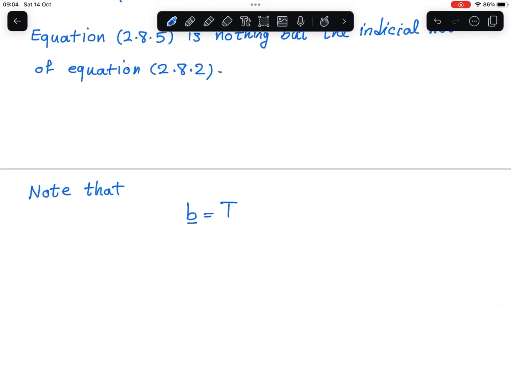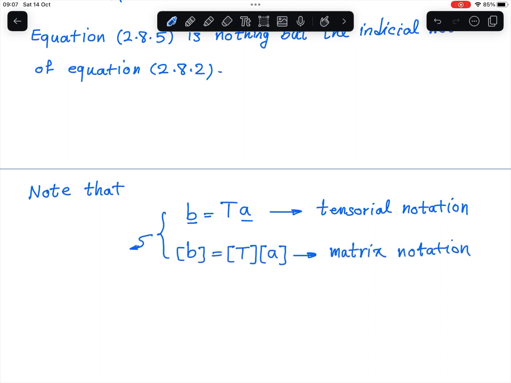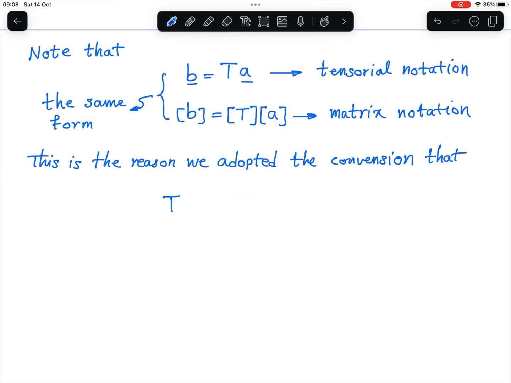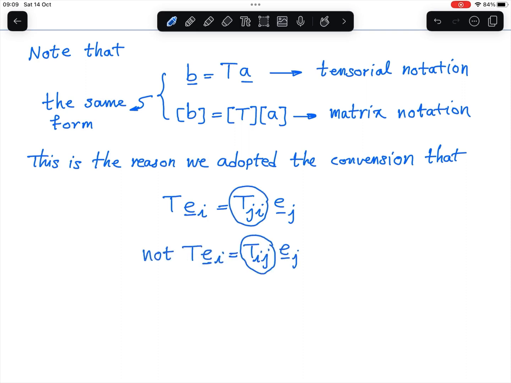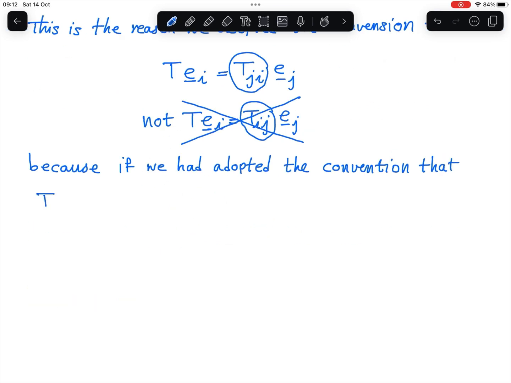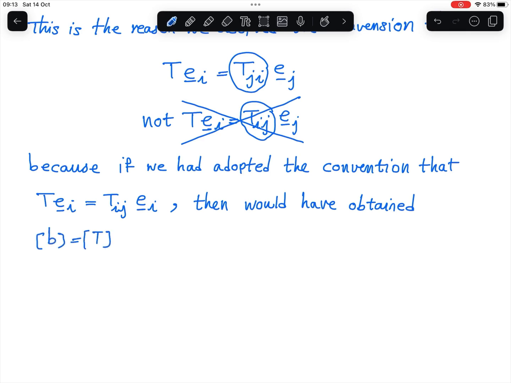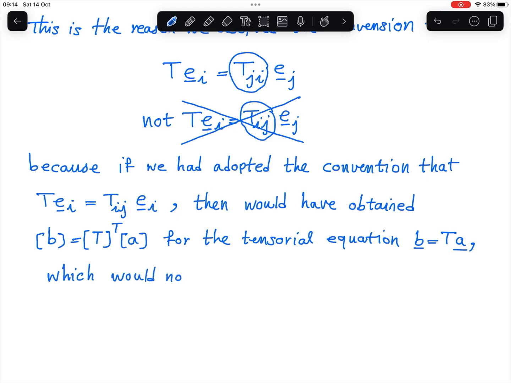Pay attention to the form of the tensor and the matrix notation of this equation. They have the same forms. This is the reason we adopted the convention that TEI equals TJI EJ in equation 272 in the previous video. Because if we had adopted the convention that TEI equals TIJ EJ, then we would have obtained B equals T transpose A for the tensorial equation B equals TA, which wouldn't be as natural.